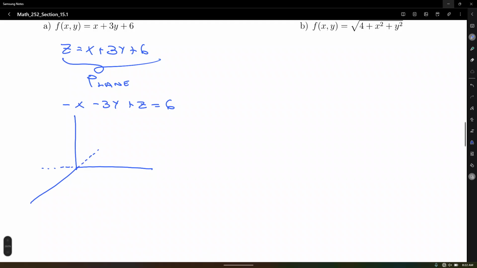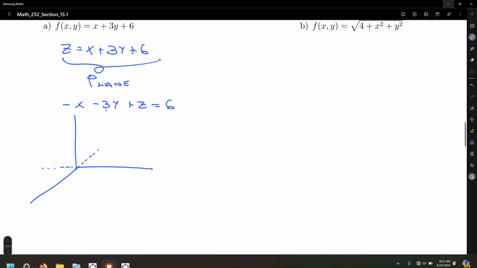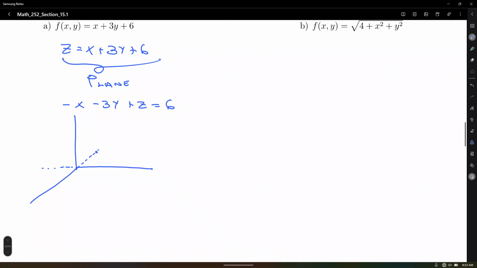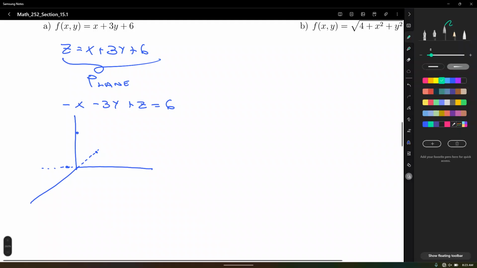But anyway, for the x-intercept, make the y and the z equal to 0. The x-intercept is at negative 6, somewhere over here. And the y-intercept, by making x and z equal to 0, gives us negative 3y equals 6, so that's negative 2. And lastly, x and y equal to 0 to obtain the z-intercept. That's going to take us to z equals 6.